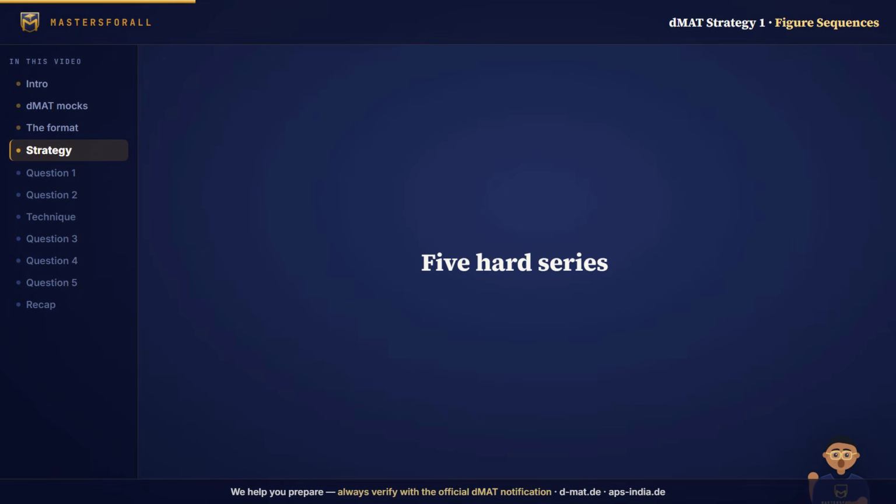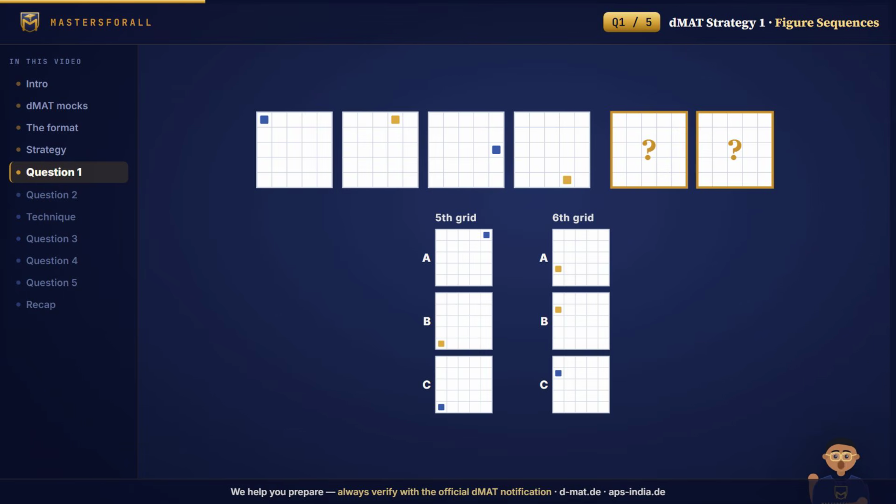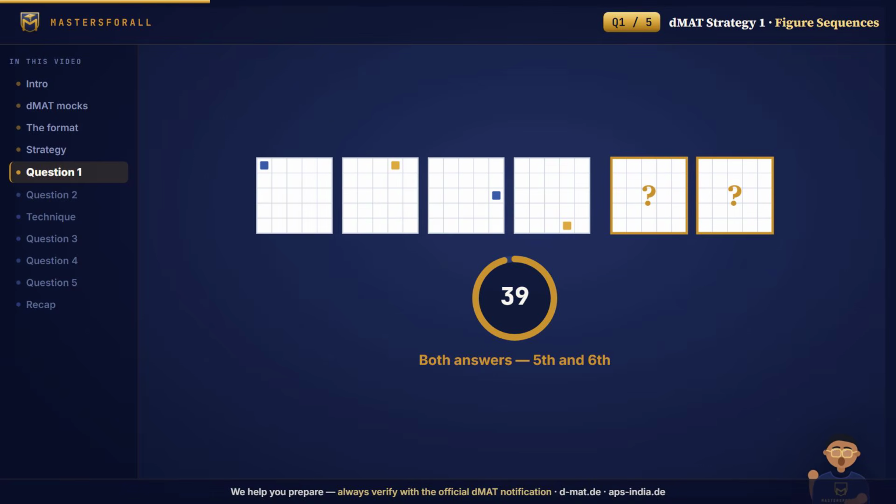5 hard series now. No notes, nothing to write with, nothing to write on, exactly like the real thing. Question 1. 1 square walking around the edge of the grid. Both answers, the 5th grid and the 6th.